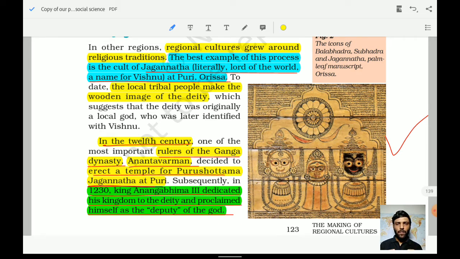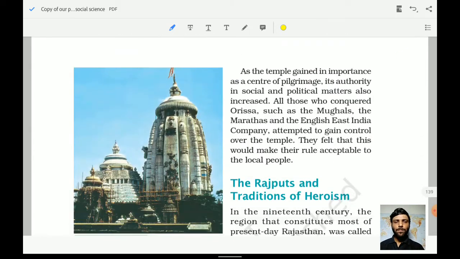So the king's name is Anang Bhima III, who proclaimed himself as the deputy of the god. So let us move ahead.